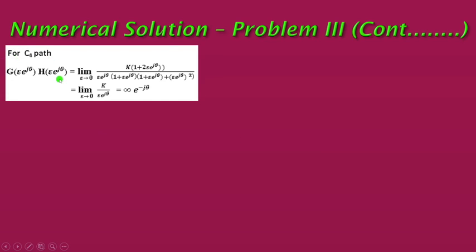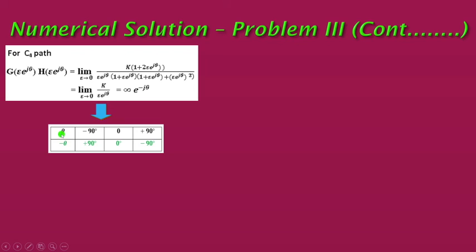Next, calculate the C4 path. Here putting s equal to epsilon e to the power j theta. Then comparing these, these values are 0. So the result is infinity e to the power minus j theta, so the magnitude is infinity and the phase angle is minus theta. For the C4 path, theta varies from minus 90 to 0 to plus 90 degrees. So the phase angle is minus theta, which means this value is plus 90, this is 0 and this is minus 90 degrees.